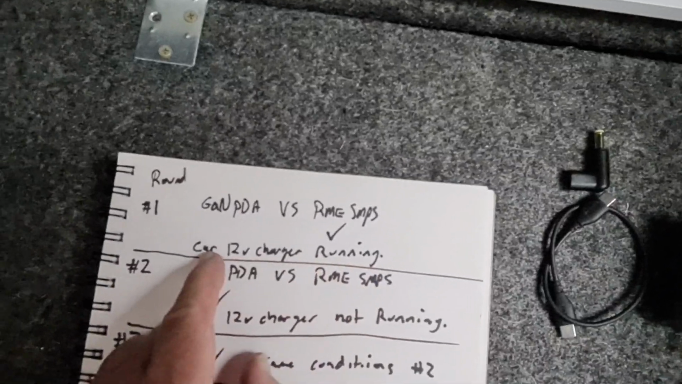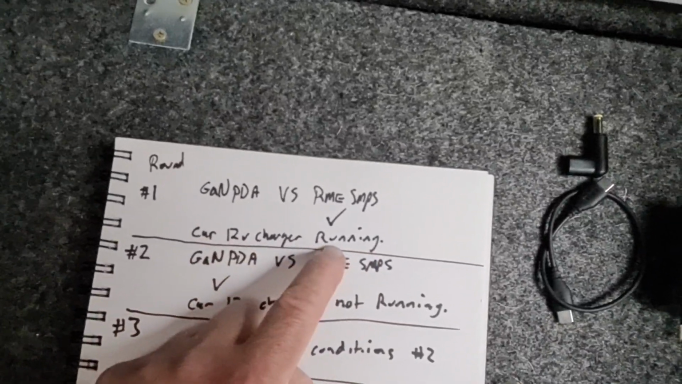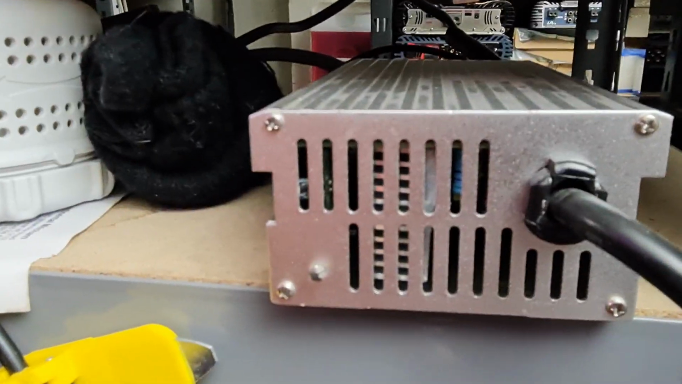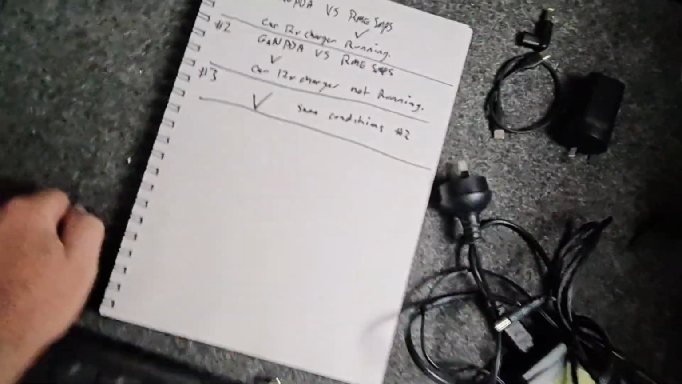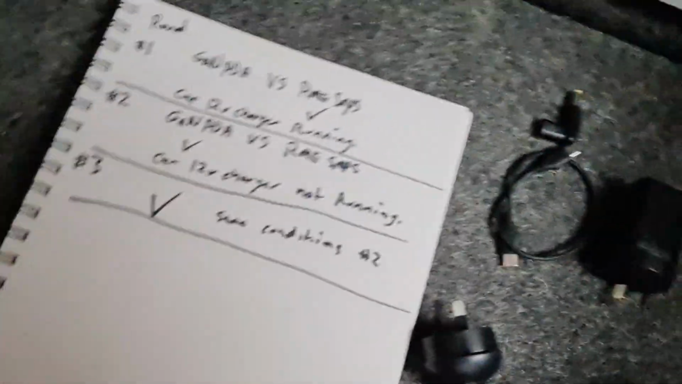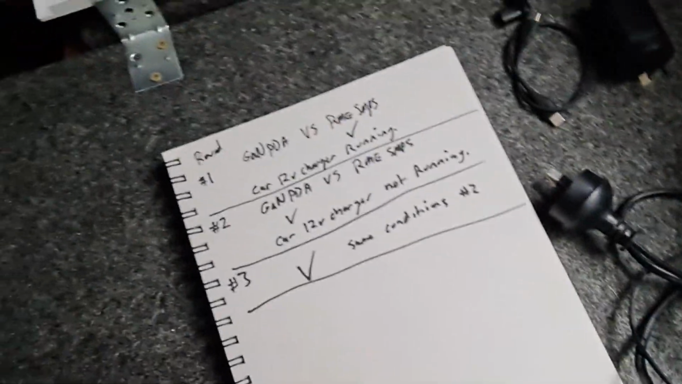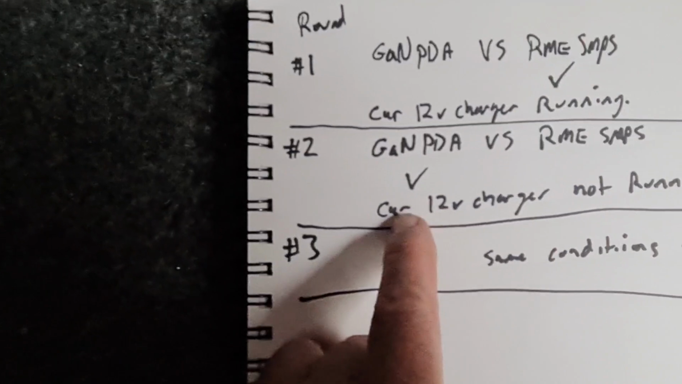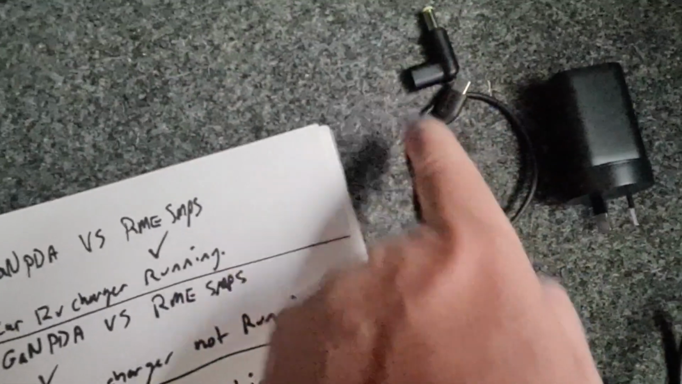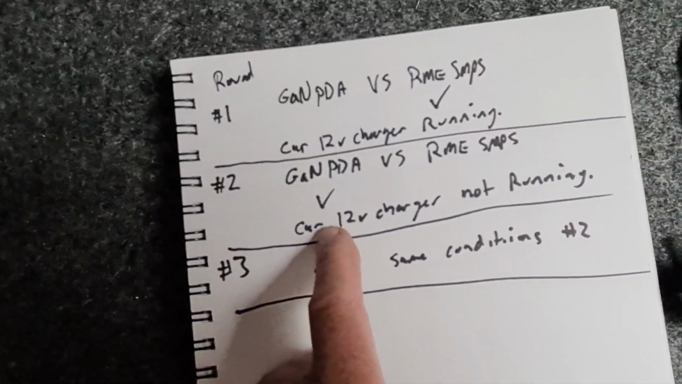And then I realized I had my 12 volt charger still running and plugged in, which is one of these nasty chargers for lithium. And so I turned that off, and then I ran the tests 2 more times, and the GaN with the USB-C came out on top against that one, and then I ran it again.